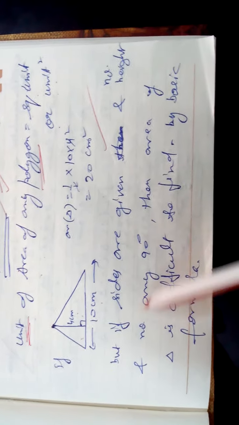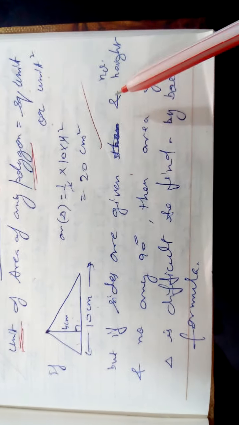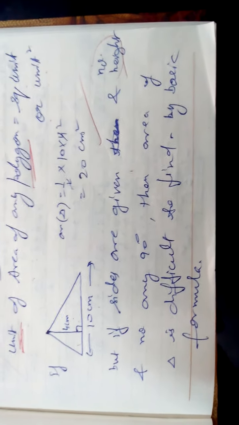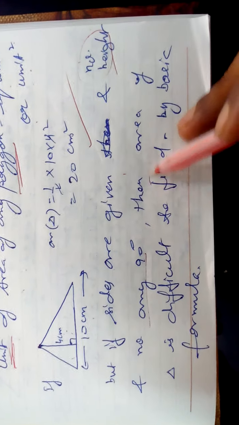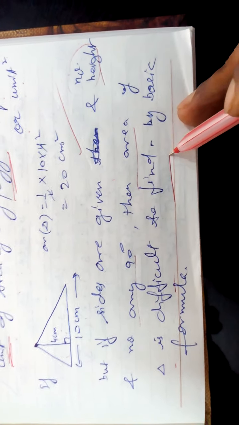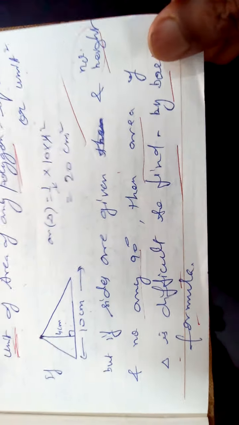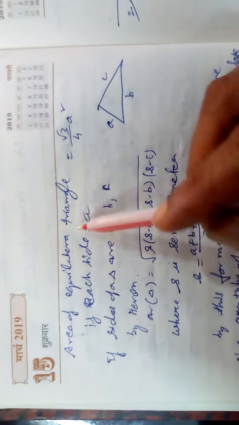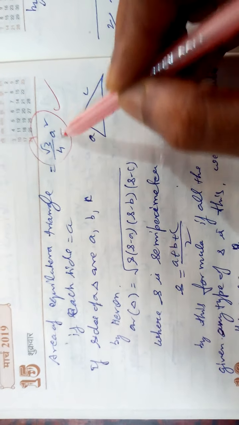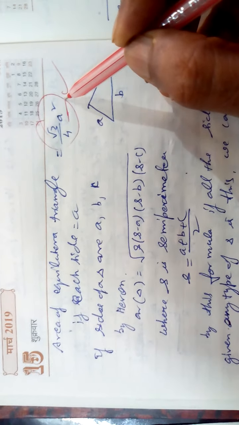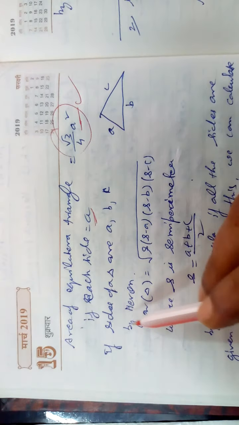But if sides are given and no height is given, and it is not a particular triangle, not a right triangle, no angle is 90 degrees, then the area of the triangle is difficult to find by the basic formula, which is half into base into height. The area of an equilateral triangle we know very well from the previous class: root 3 by 4 side square, that is a square if the side is a.